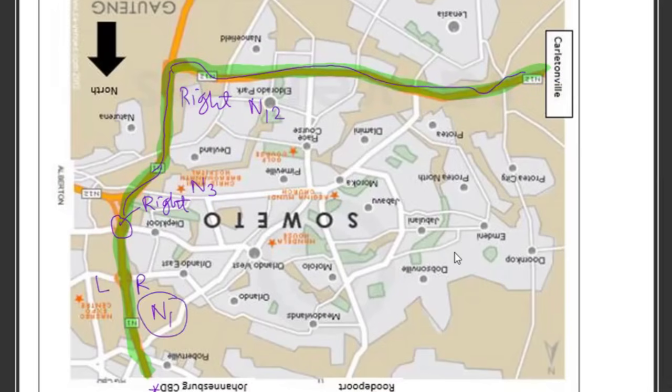So this is what I wanted to hear. Mention the road you're using, which turns you are taking, and if you take the turn, which road you are going to. That's what we need. That's how we get the marks. Always think about where you are coming from.